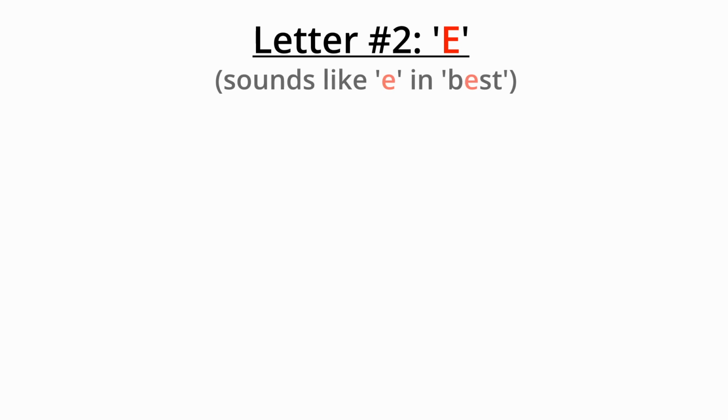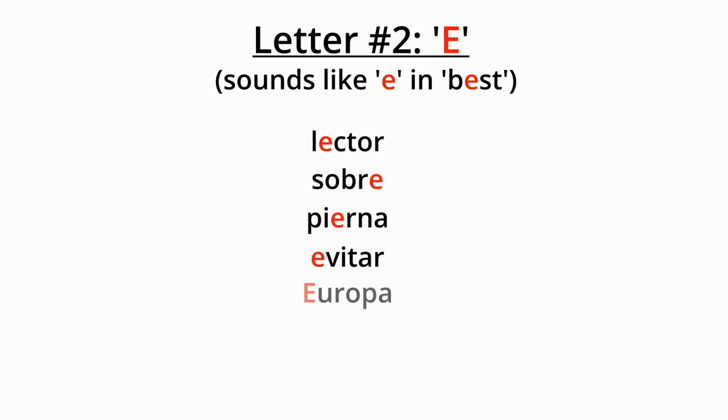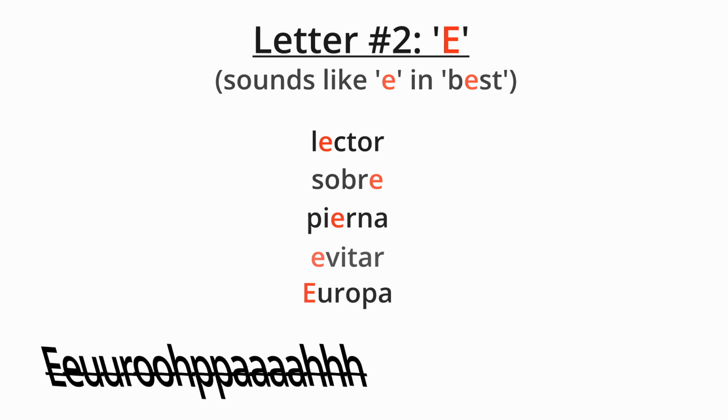Let's move to the next letter, that is E. It makes the same sound regardless of where it is. Some examples are lector, sobre, pierna, evitar, Europa. Simple, right? Just remember to keep the vowels short. We do not say Europa with a long vowel, it's just Europa.